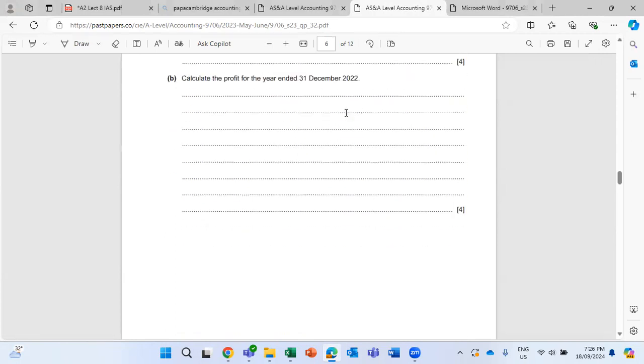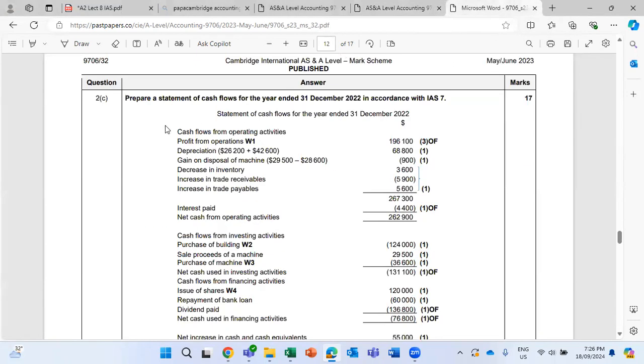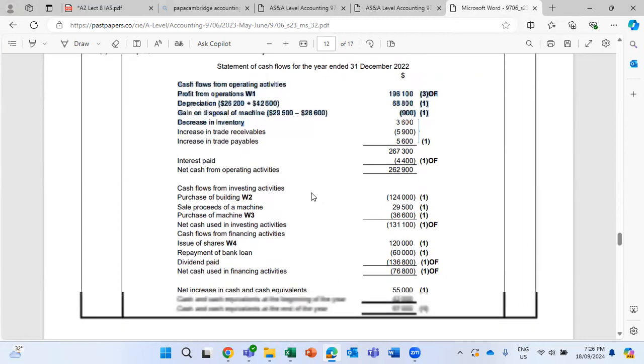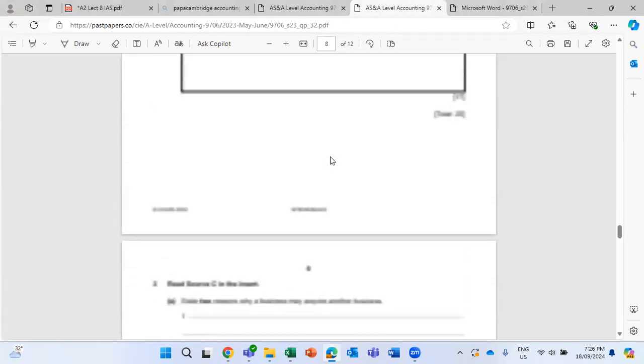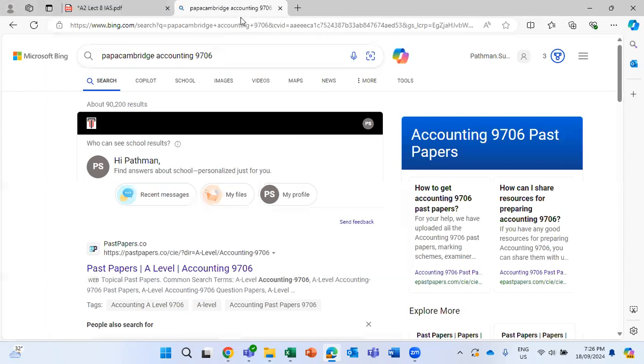All right, the next question is to prepare a statement of cash flow in accordance with IAS 7. IAS 7 says that a statement of cash flow should be prepared in the format which was taught to you. That means we show the cash inflow and outflow arising out of three activities, namely the operating, investing, and financing activity. Hence, we present it in this format. I won't go into specifics because this video is to focus more on IAS. Okay, that's all for this question. Let's look at another question.